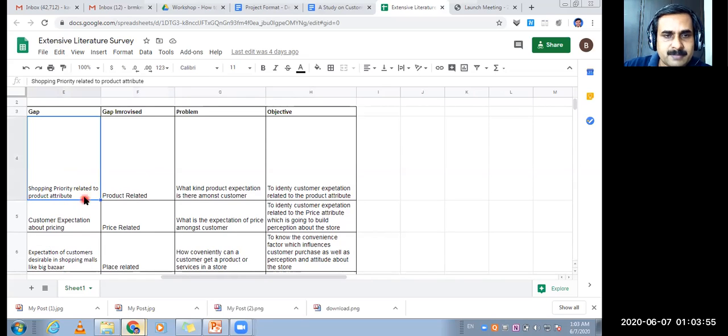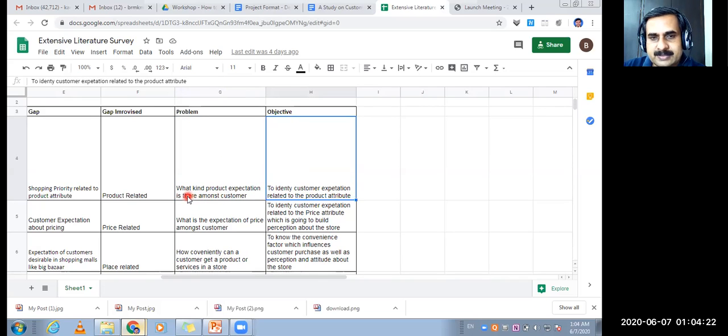Like if somebody is saying that shopping priority related research work has not happened yet, that means a product related attribute is there, so some gap is there related to the product attribute. So how are we going to convert it into a problem? What kind of product expectation is there amongst the customers related to the product or services being offered by Big Bazaar? And on the basis of this problem, we are going to identify our objective.